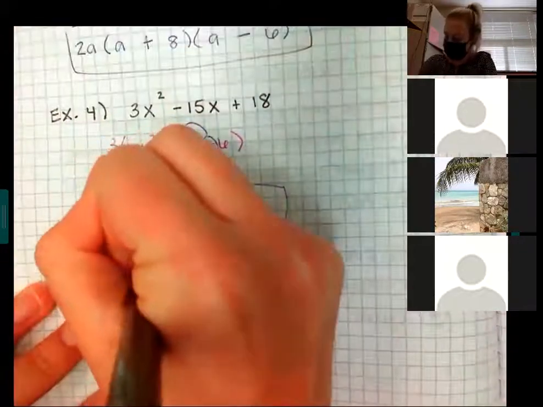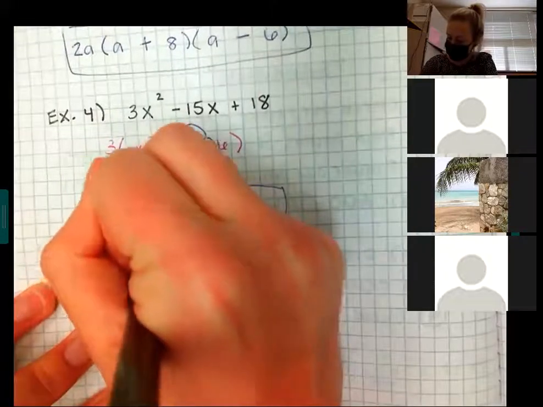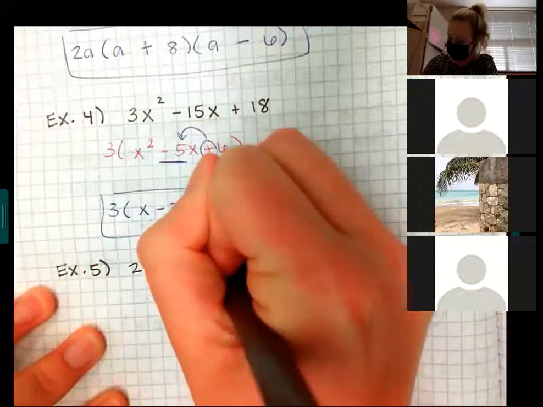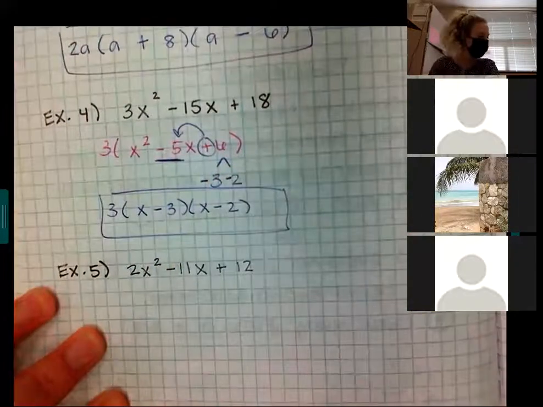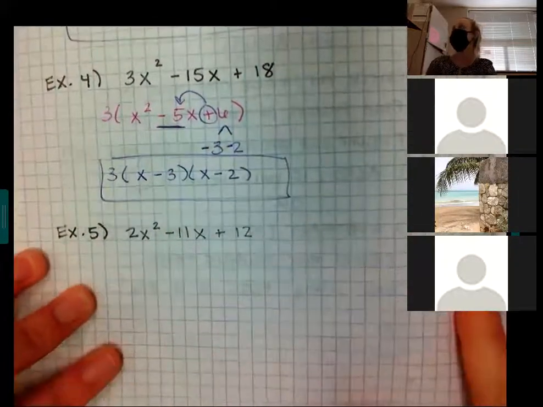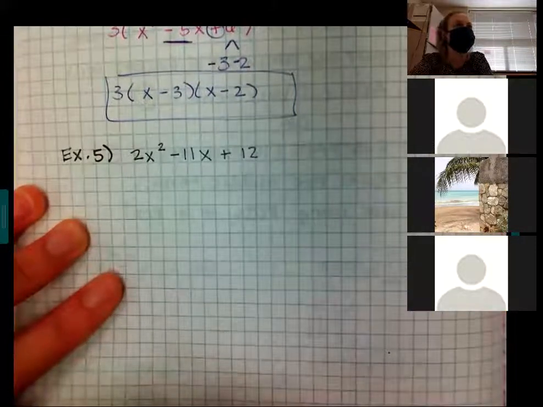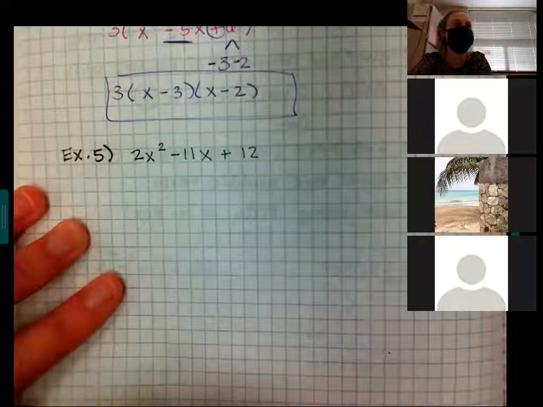All right, example 5. These are my fave. 2x squared minus 11x plus 12.